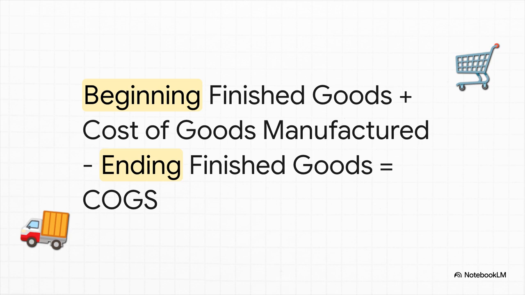This perfectly shows how we substitute COGM in place of a retailer's standard purchases number to find the cost of goods sold. We take beginning finished goods, add the cost of goods manufactured we just calculated, and subtract ending finished goods. That final golden number? That is the cost of goods sold that goes straight onto the income statement.